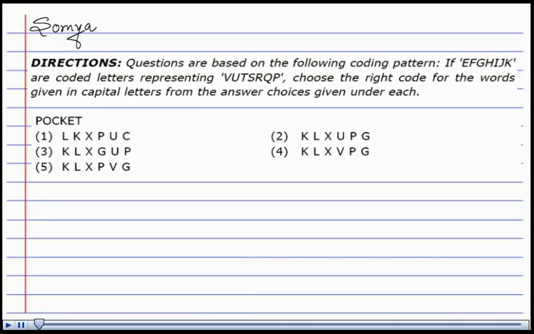Hello, I'm Soumya. Directions. Questions are based on the following coding pattern. If E, F, G, H, I, J, K are coded letters representing V, U, T, S, R, Q, P, choose the right code of the word given in capital letters from the answer choices given under each. And the question is, POCKET. For the solution, we have to write the alphabets.